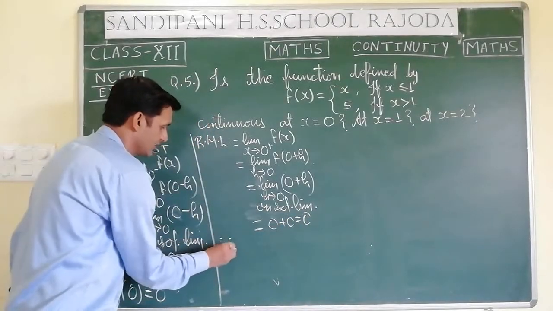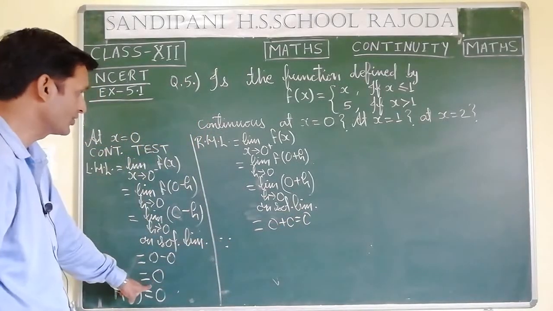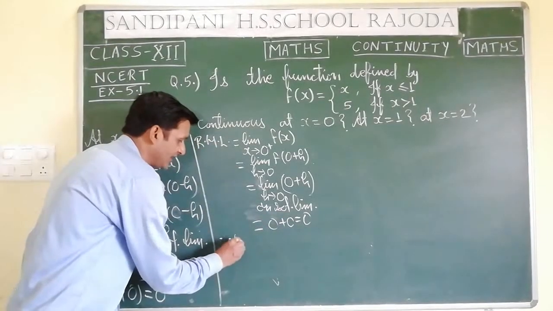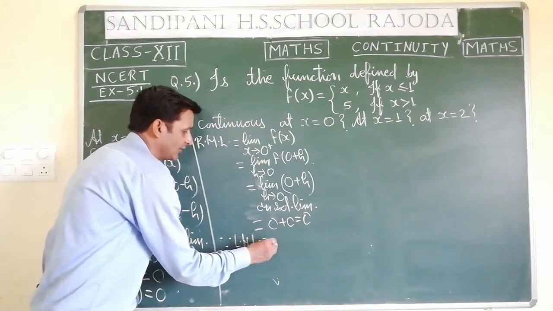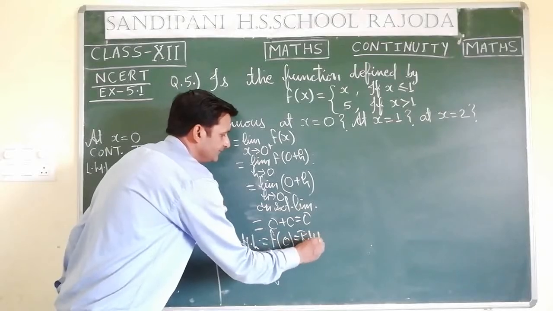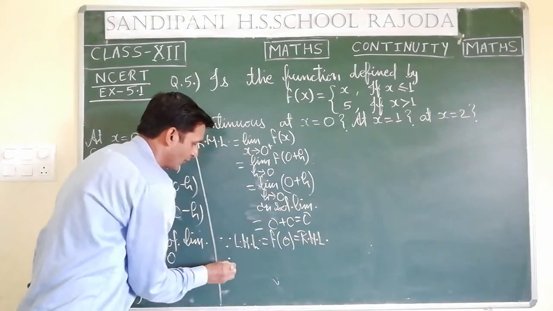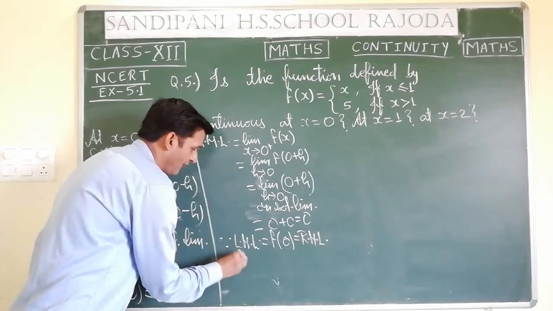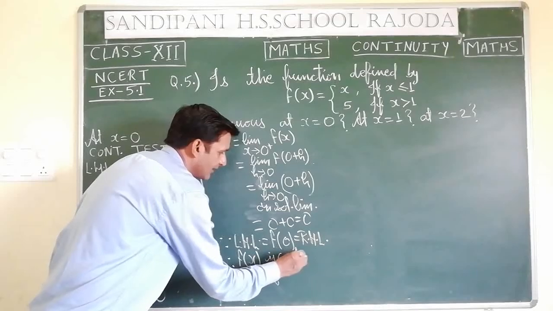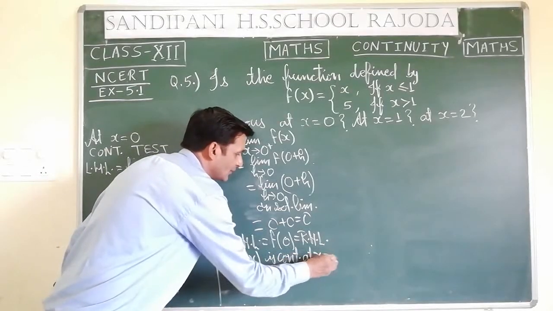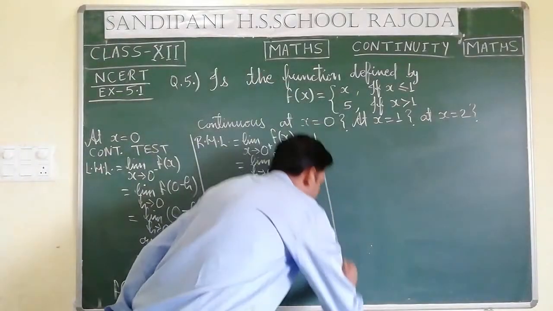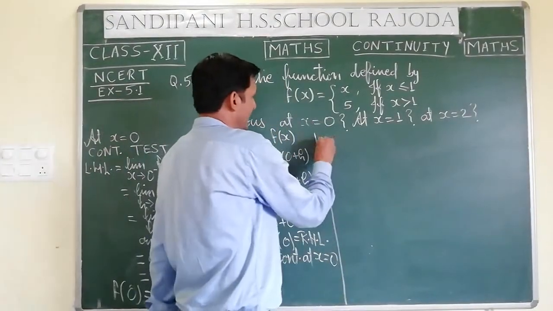So because here left hand limit is also 0, f of 0 is also 0, and right hand limit is also 0. So LHL is equal to f of 0 is equal to RHL. Therefore f of x is continuous at x is equal to 0. Now if we want to check it at x is equal to 1, then at x is equal to 1, continuity test.